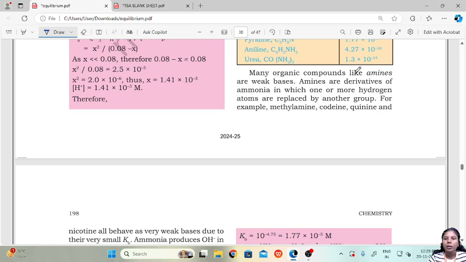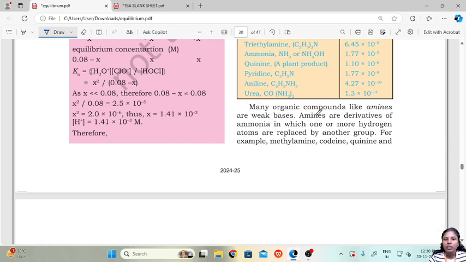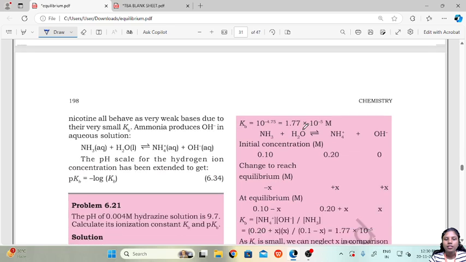Now many organic compounds like amines are weak bases. Amines are derivatives of ammonia in which one or more hydrogen atoms are replaced by another group. So what are these amines? Amines are basically derivatives, a part of ammonia itself. The only difference is that the hydrogen present in ammonia is replaced by one other group. Say we have pyridine. Here we have an additional carbon over it. So these are such examples.